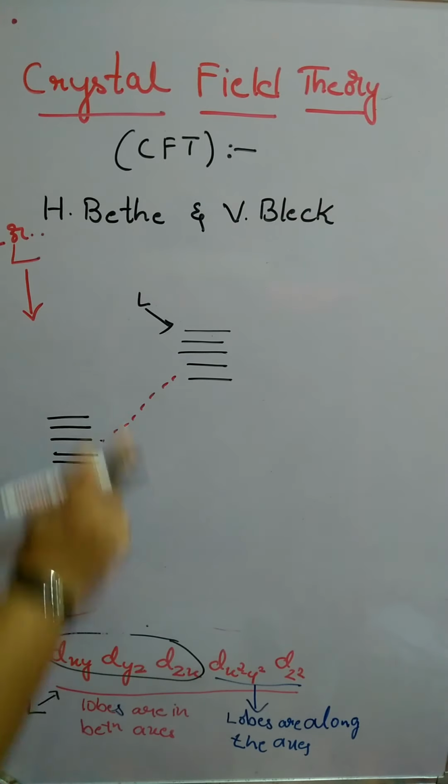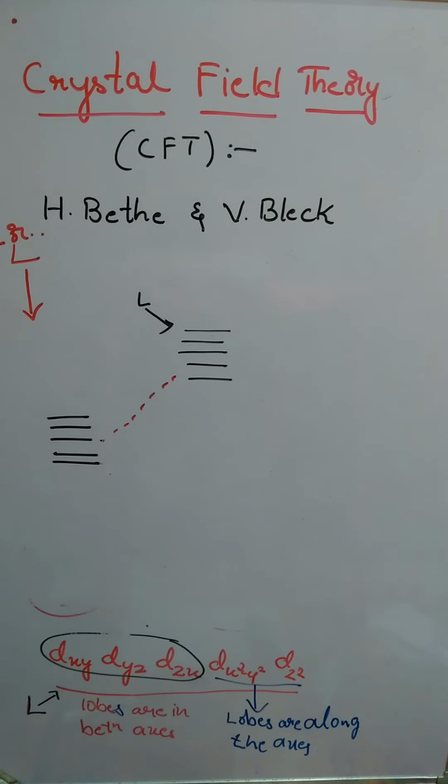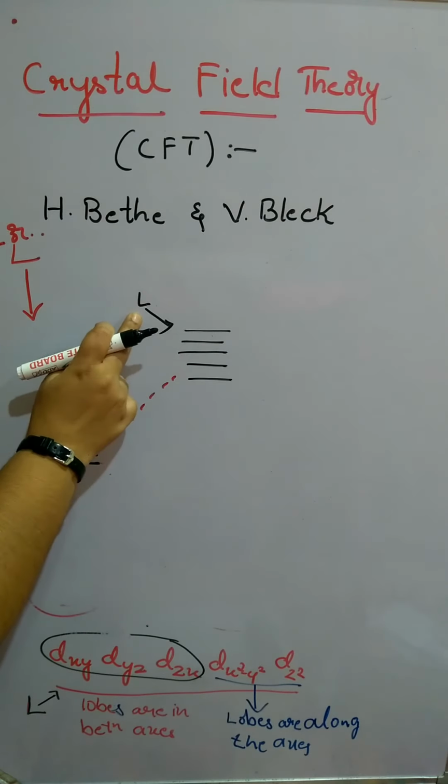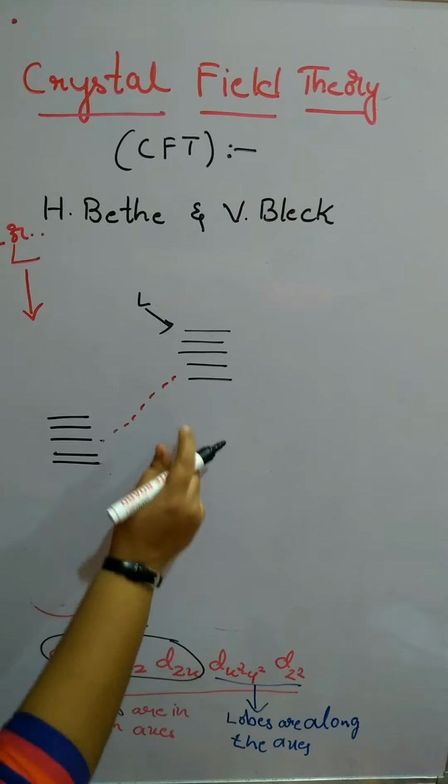At that time, if the orbitals of the ligand and the orbitals of the metal are coming in the same orientation, either in between the axes or along the same axis, however it is, then those orbitals will experience more repulsion. So at that time, what happens?